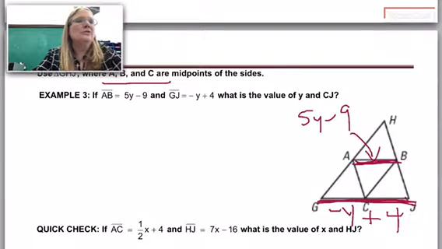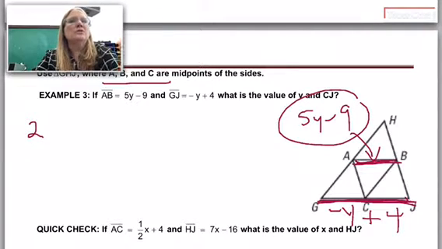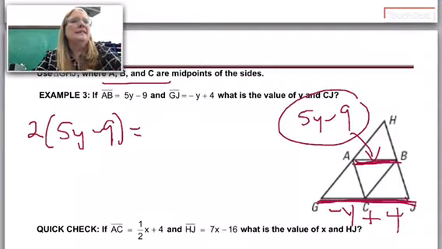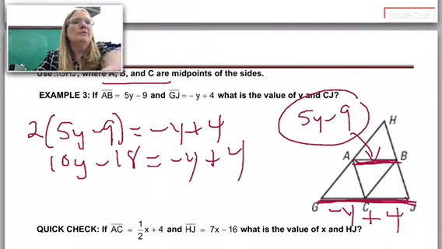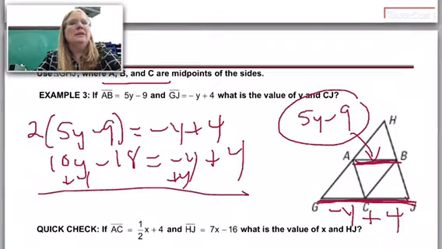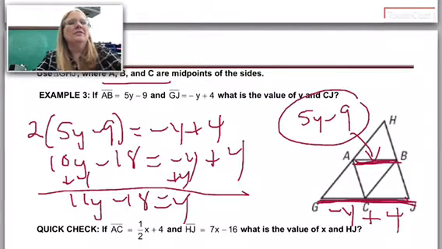So what we need to do to solve for y is take the mid-segment and multiply it times 2, and it is equal to the third side. Okay, and then we just have an algebra problem. So we have 10y minus 18 equals negative y plus 4. If we add y to both sides, we get 11y minus 18 equals 4.